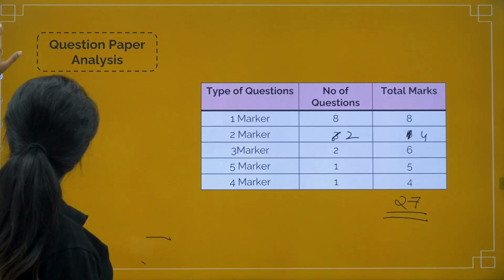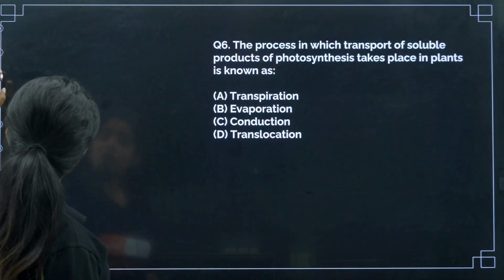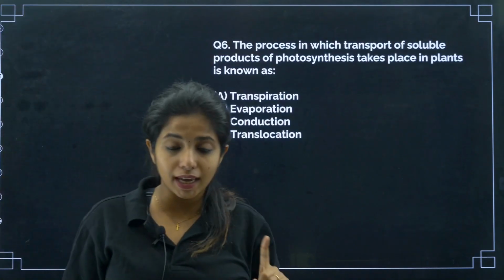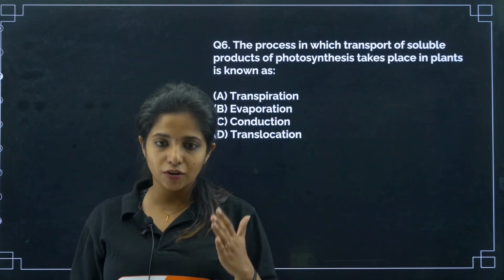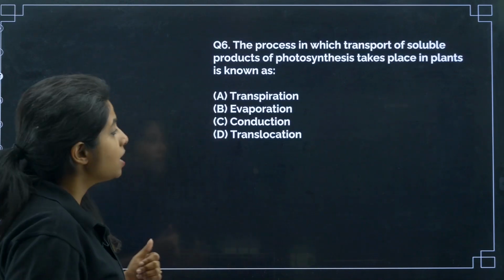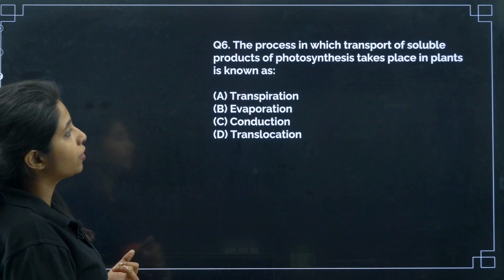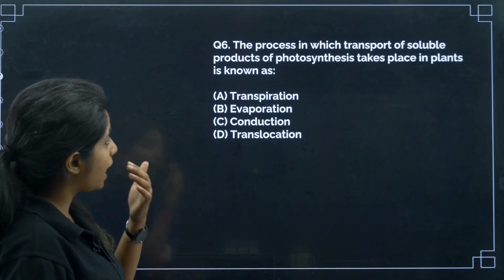So we have to practice biology accordingly, my dear children, starting with section A, which contains all 1-marker questions. It contains both MCQs as well as assertion and reason. So we'll start with the MCQ question. Okay, the process in which transport of soluble products of photosynthesis takes place in plants is known as.